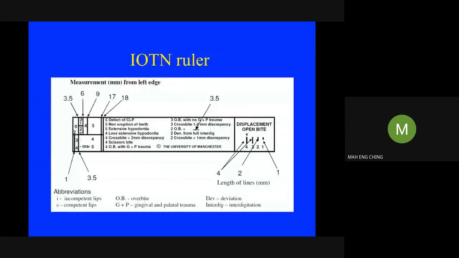Okay, forget about this ruler. We don't have it in master, but I still can use a metal ruler to do it.